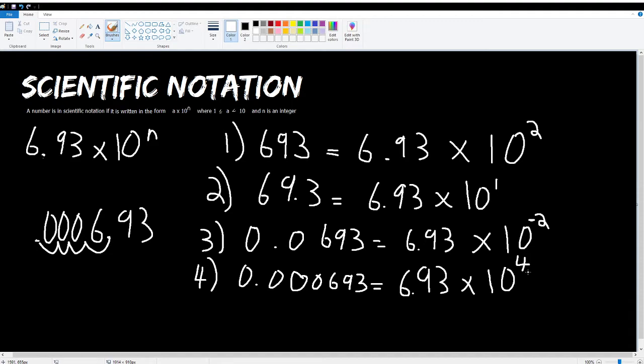Now, did we move to the left or to the right? Well, we moved to the left, because my decimal is getting smaller, so it's going to be -4. Okay. Let's just do one more. Actually, we'll do 2 more. Okay. It's only 2 more questions.